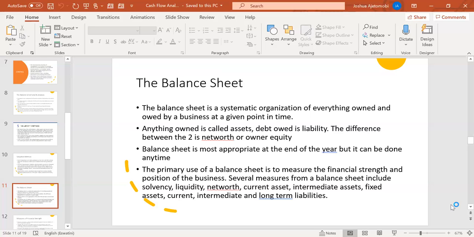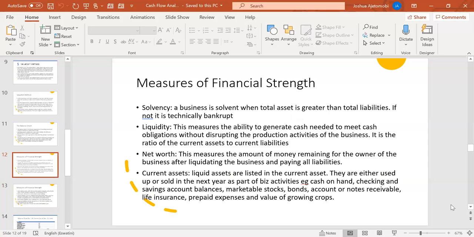A balance sheet is most appropriate at the end of the year. But anyway, there is nothing that stops you preparing your balance sheet any time of the year. The primary use of a balance sheet is to measure the financial strength and position of the business. And there are so many measures from a balance sheet to guide us into understanding the financial strength and position of the agricultural business. Some of them include solvency, liquidity, net worth, current assets, intermediate assets, fixed assets, current, intermediate and long-term liabilities. So we're going to look at some of these very quickly, and we are going to see how to calculate them. You must be able to calculate them, and you have your assignment also to do.